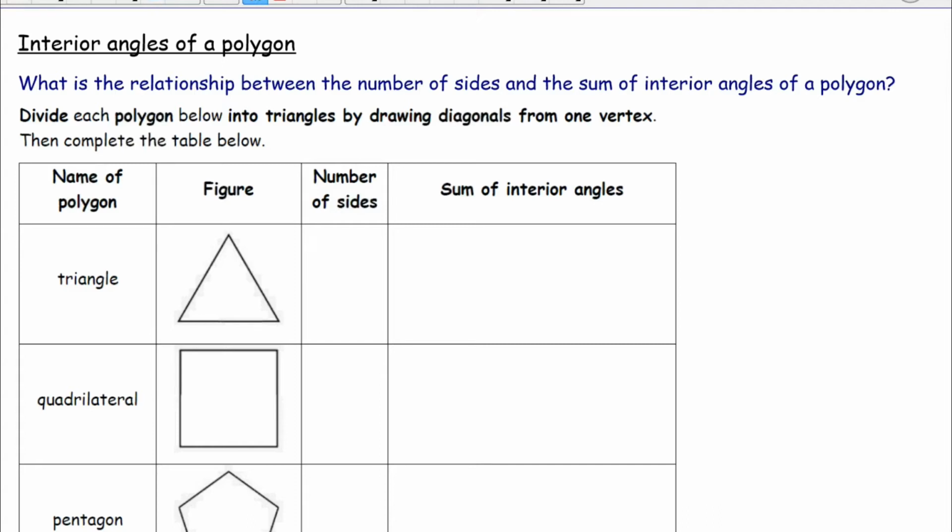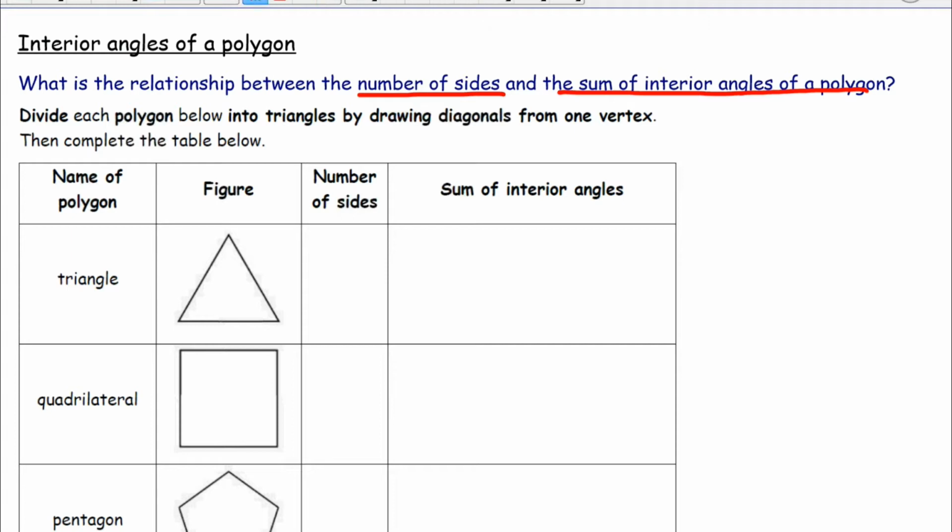Now we are going to investigate or explore the relationship between the number of sides and the sum of interior angles of a polygon. So, number of sides and the sum of interior angles of a polygon. What's the relationship between these?